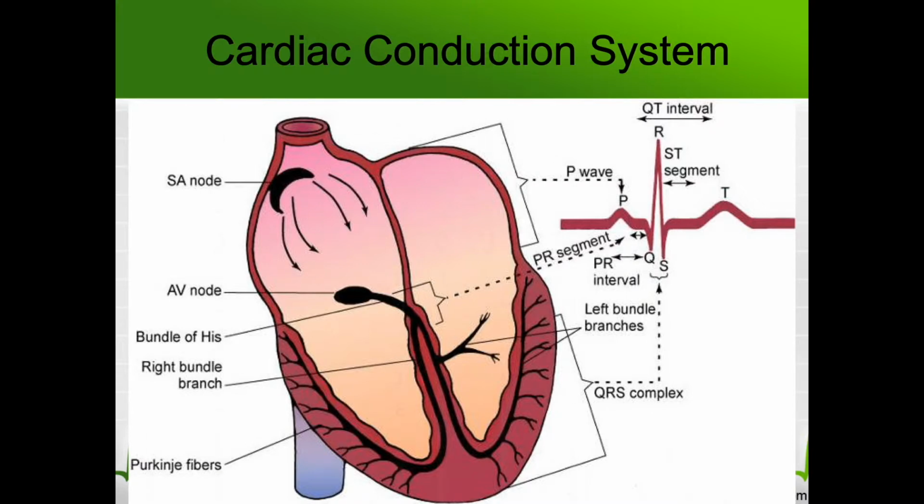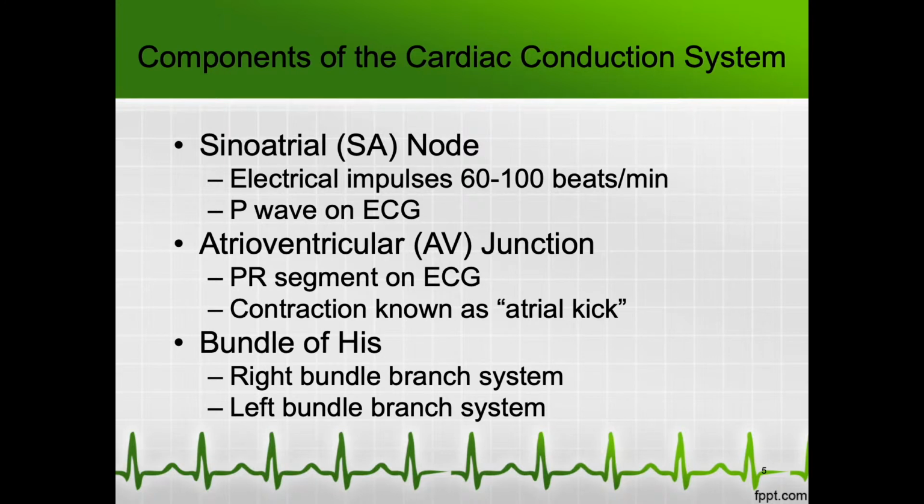This cardiac conduction system does have some specific features, so we will revisit the SA, or sinoatrial node. You should know that impulses from the SA node average 60 to 100 beats per minute, and it is the primary pacemaker of a healthy heart. It is reflected by the P wave on the electrocardiogram.